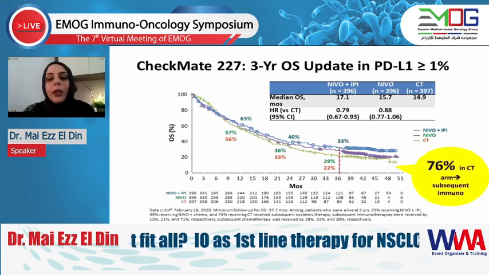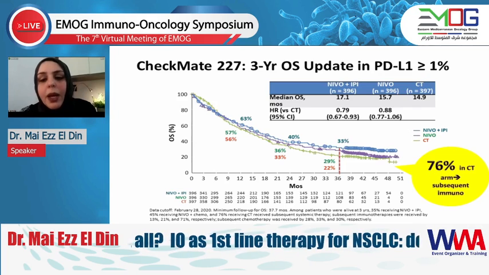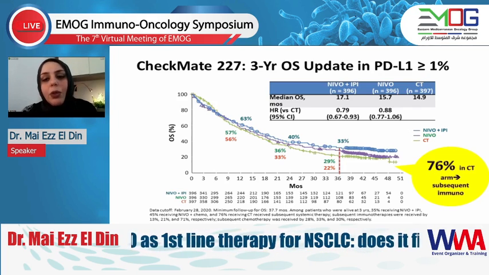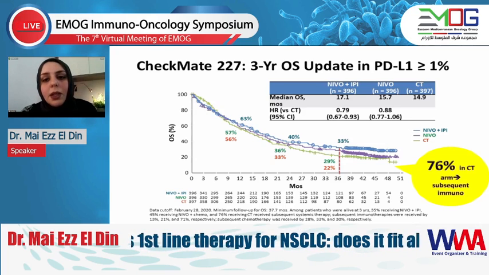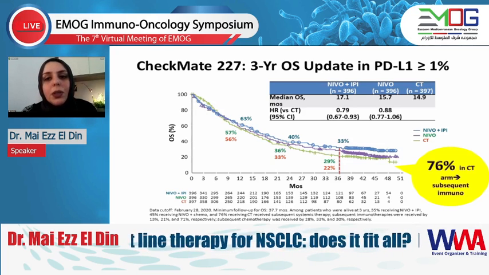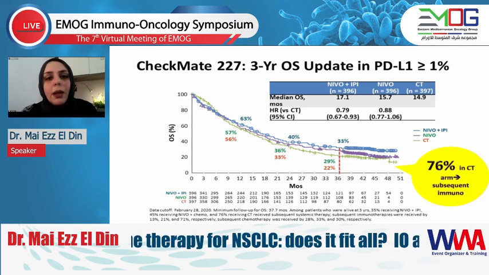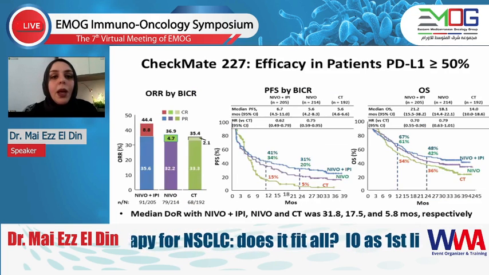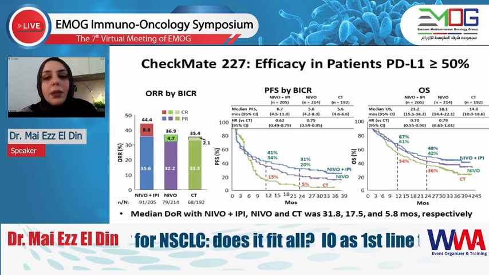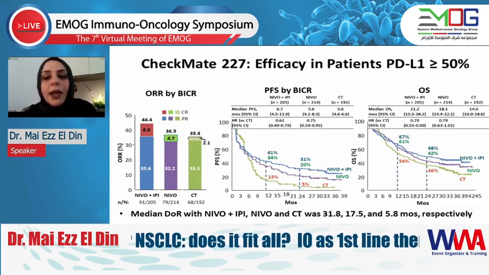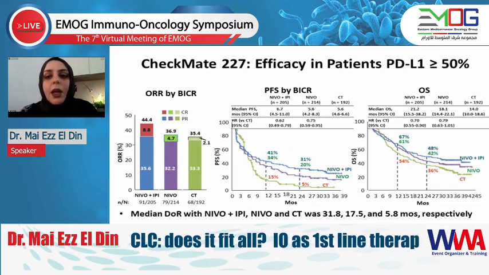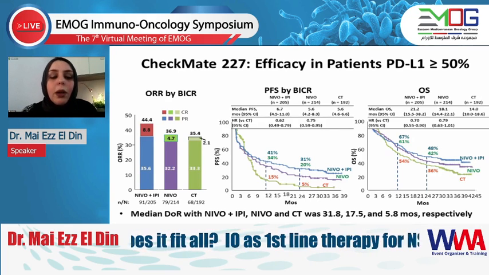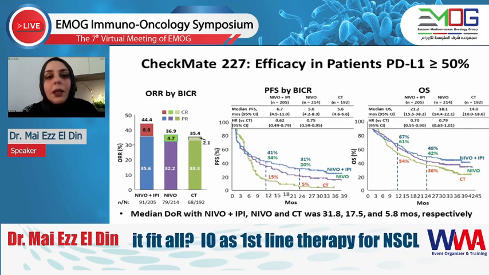And even with the 3-year update by Professor Ramalingam, even despite a 76% crossover to subsequent immunotherapy, still preserving this hazard ratio and positive signal, especially with the doublet, and not for Nivo as a single agent. And of course, this difference is more pronounced when you get a tighter hazard ratio of 0.7 and a higher median overall survival if you select patients having PD-L1 higher than 50%.